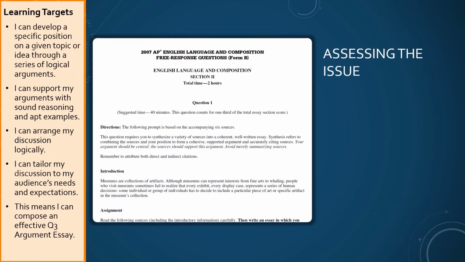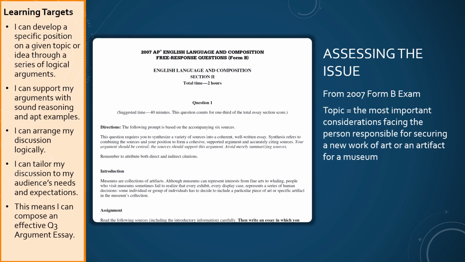Finally, let's take a look at one last prompt. I wanted to look at a prompt that didn't ask you to actually take a side in your essay. This is from 2007 from the Form B exam. This is the Q1 prompt from that year. And the topic was this: evaluate the most important considerations facing the person responsible for securing a new work of art or an artifact for a museum. So this is one of those prompts that's not actually asking you to take a side in something, but to evaluate what those sides are. And so, of course, we can still use this same assessing the issue technique.